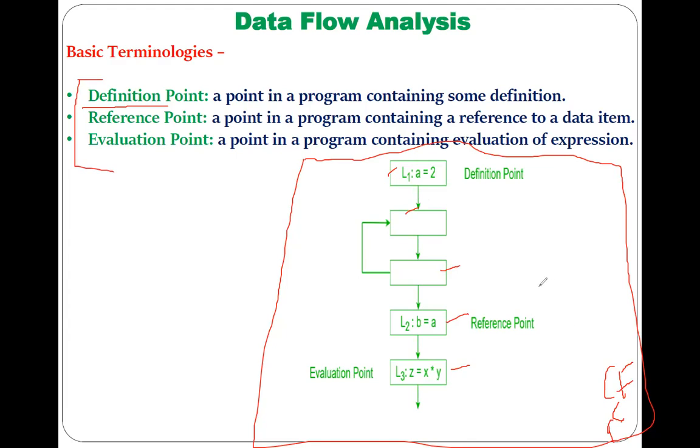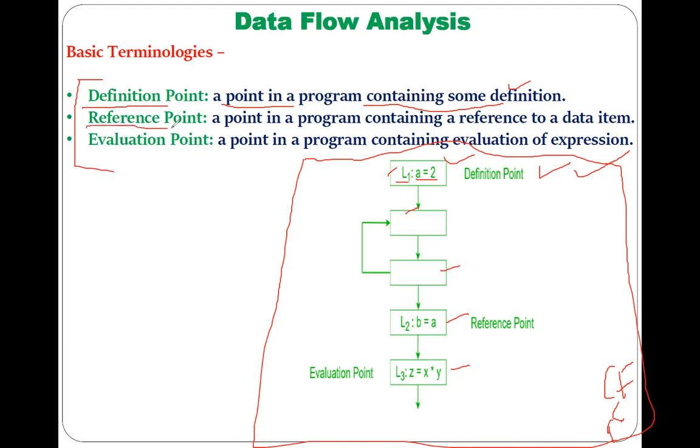Okay. Now what is the definition point here? A point in the program containing some definition is called a definition point. Now in this control flow graph, this is the definition point. L1 is one basic block, A equal to 2. So here we have defined something. What have we defined? We have defined A and we have assigned the value 2 to A. That is the reason it is called a definition point. That is the reason here it is referred to as a definition point.